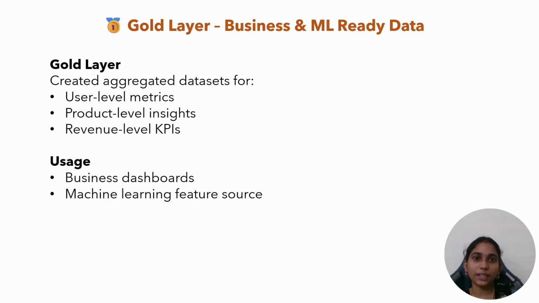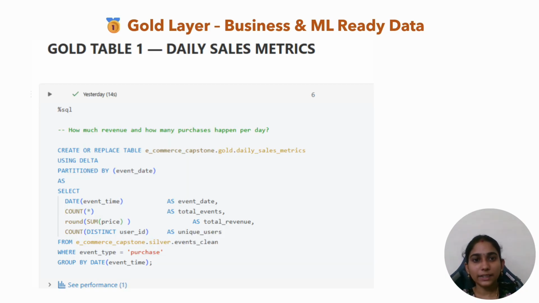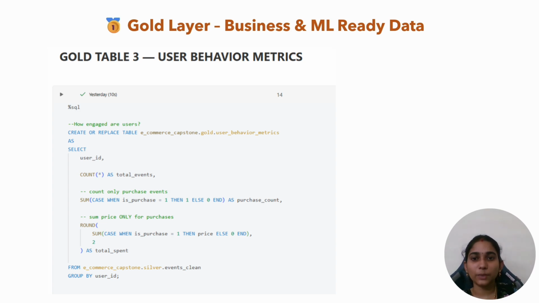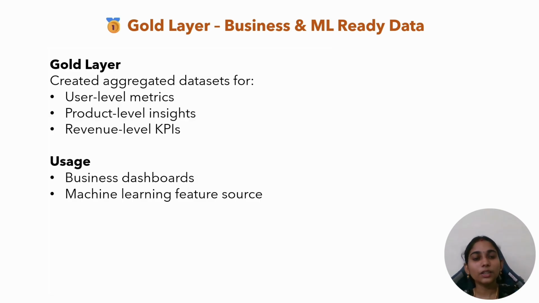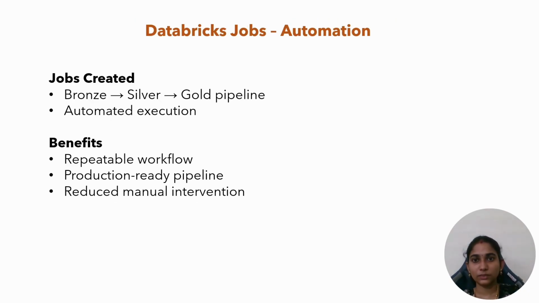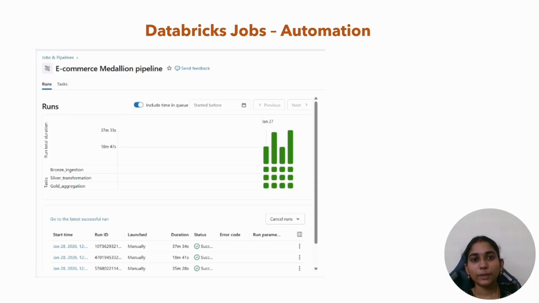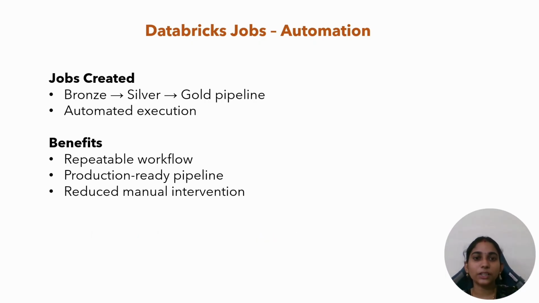In the gold layer, I created a business-ready dataset using silver data. I built 3 gold tables: daily sales metrics, product performance, and user behavior metrics. These tables are used for dashboards and machine learning. To automate the pipeline, I created a Databricks job for the bronze to silver, silver to gold flow. These jobs run automatically, making the workflow repeatable, production ready, and reducing manual intervention.